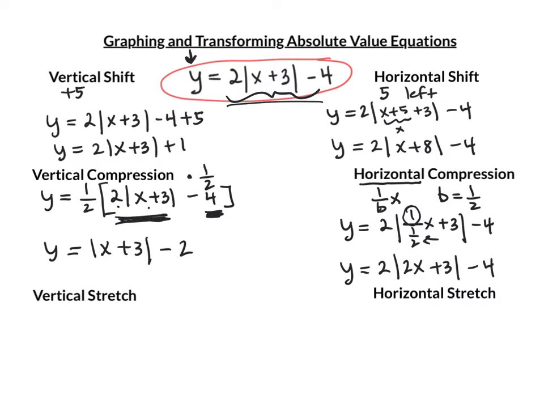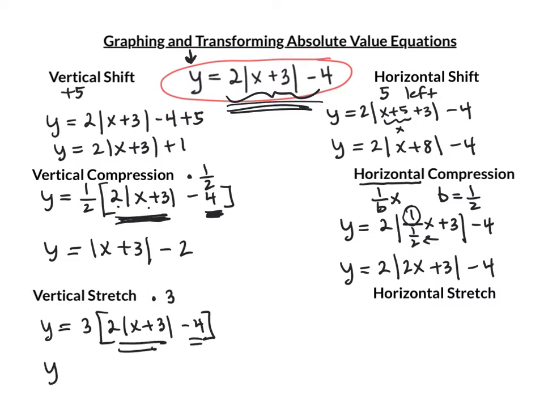A vertical stretch. That's when my factor is bigger than 1. Let's do times 3. Every y value is going to be affected. Since every y value is affected, I need to multiply everything by 3 because that whole equation represents y. 3 times 2 times the absolute value of x plus 3 minus 4. So I'll distribute that 3. Again, keep in mind that is a term and that is a term. I do not take 3 inside the absolute value. It becomes 6 times the absolute value of x plus 3 minus 12.